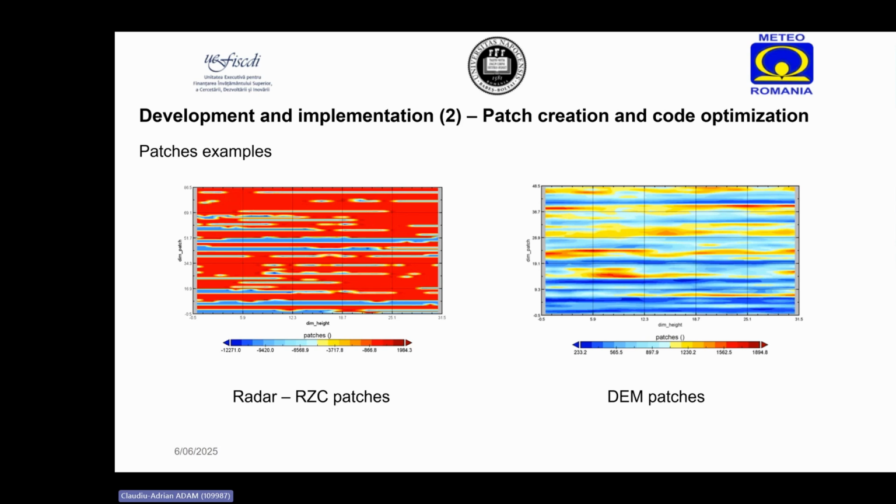As you can see on the color scale, we have their respective true values. For the DEM patches, we have altitude in meters, between 233 and almost 1900 meters.